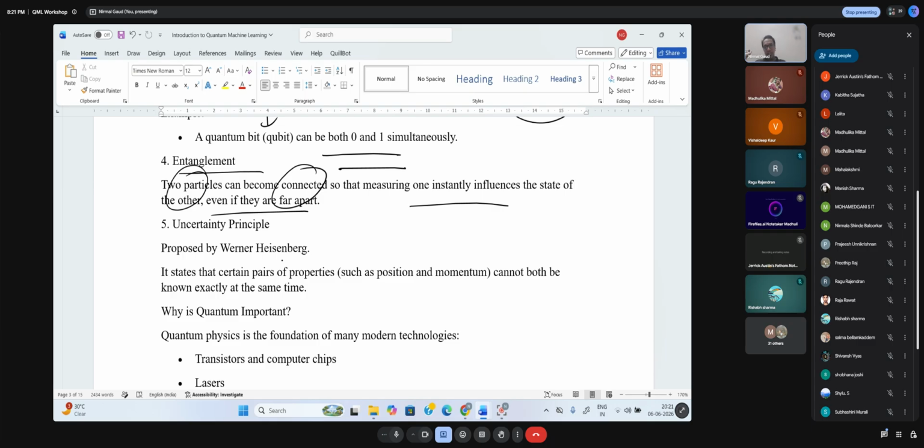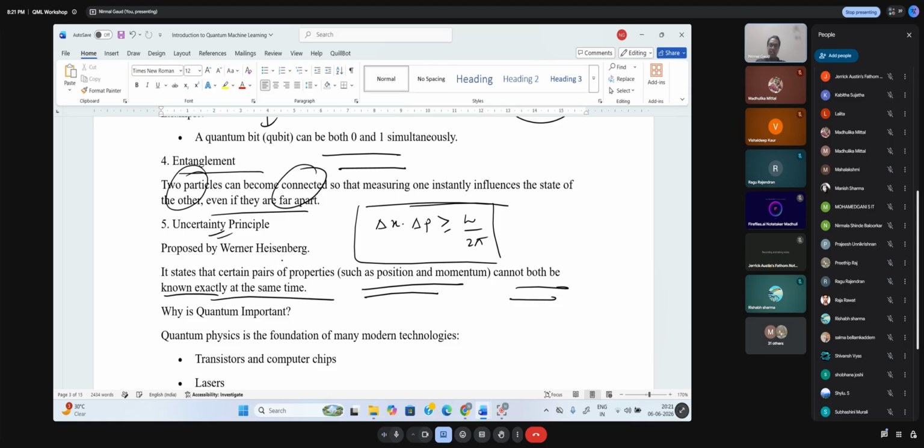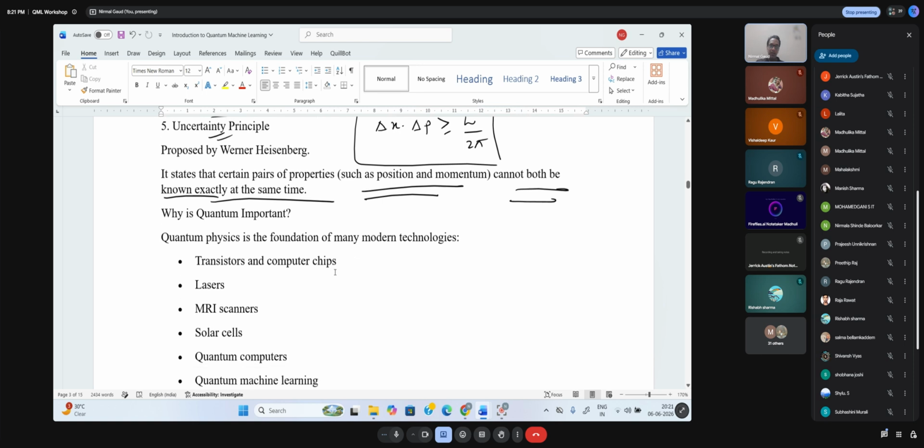One more thing I want to tell you: we have studied a very good principle in physics, Heisenberg's uncertainty principle. If you remember, neither the position nor the momentum will be the same, and this is the formula. Delta x into delta p is greater than h upon 2 pi. That's Heisenberg uncertainty principle. Position and momentum cannot both be known exactly at the same time, and in particle theory, this concept is being followed. Got it?